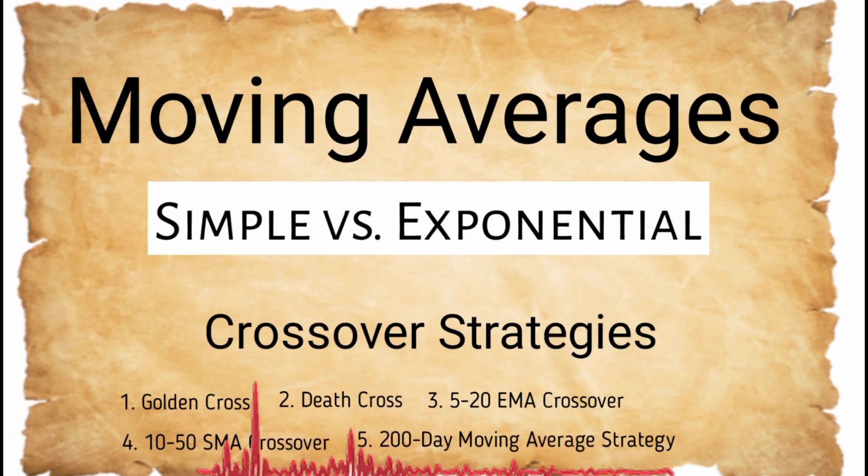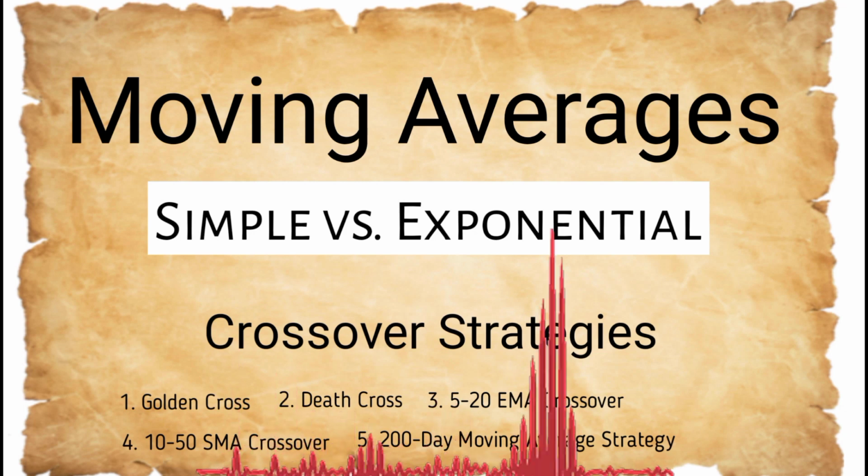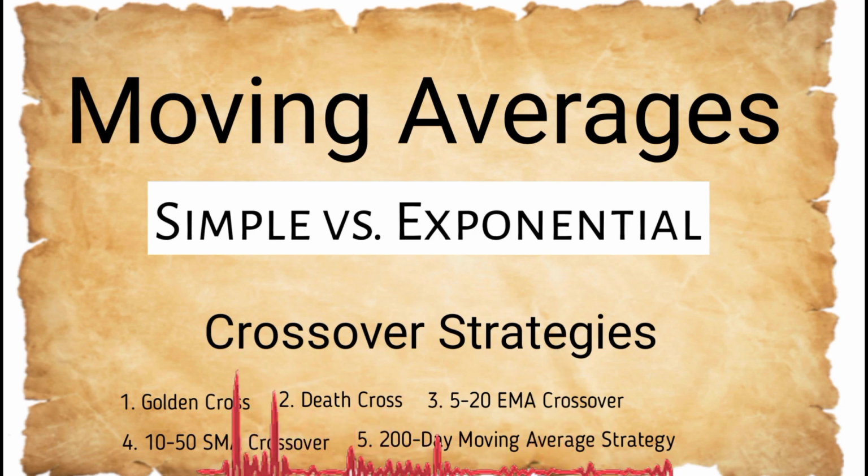5. 200-day moving average strategy. Many traders use the 200-day moving average as a long-term trend filter. If the price stays above it, the market is considered bullish. If it stays below, the market is bearish. Each of these strategies works differently depending on market conditions. Short-term traders often rely on fast EMAs for quick signals, while long-term investors may use SMAs to confirm bigger trends.